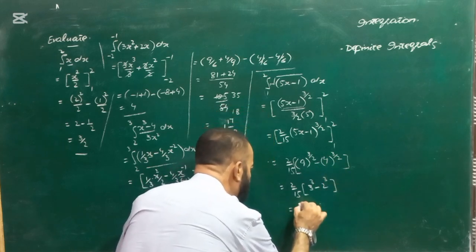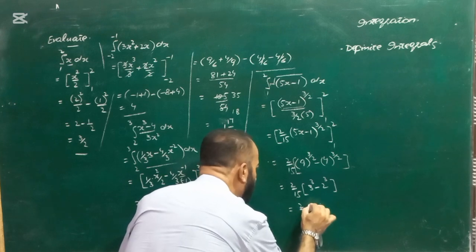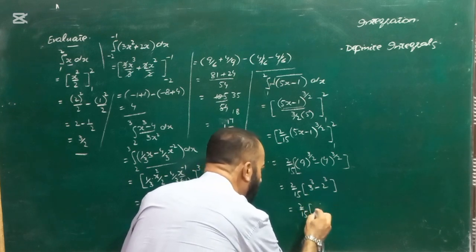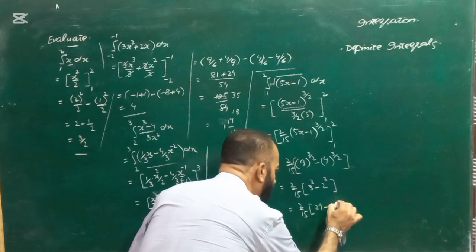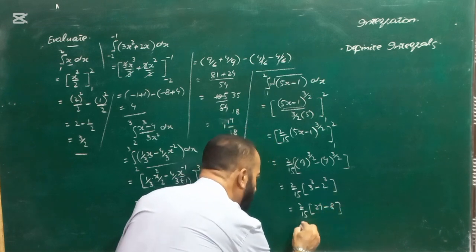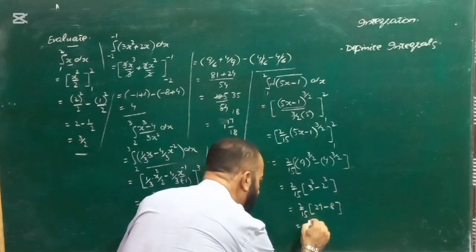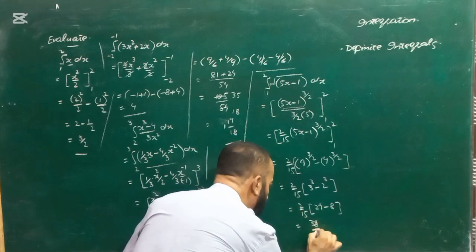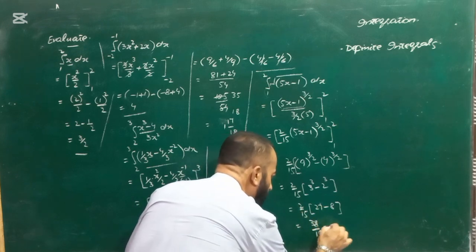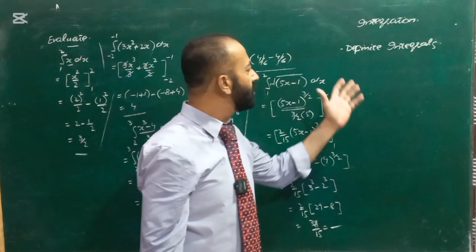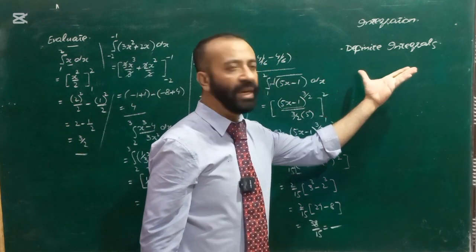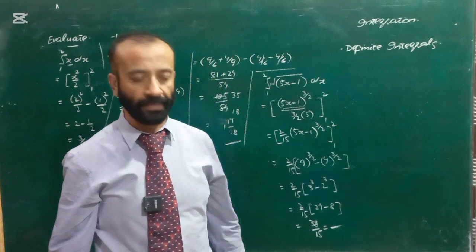And at this step, 2 by 15 into 3 raised to power 3 is 27, and 2 raised to power 3 is 8. So it is 19. So 19 twos are 38 over 15. So solve it on the calculator, that will be the answer. So this is the method to solve definite integrals.